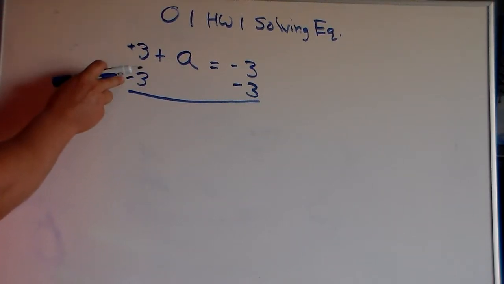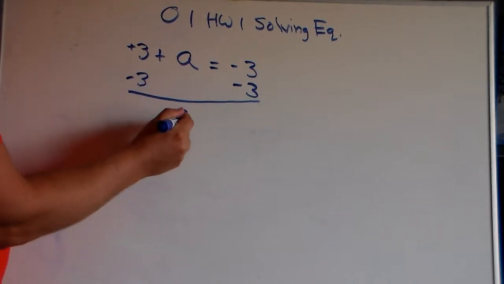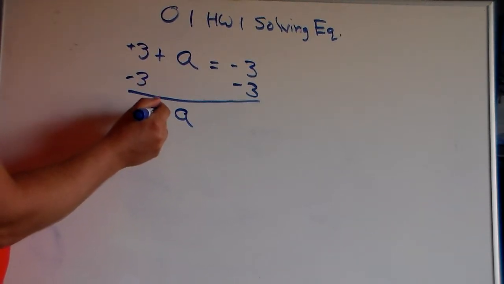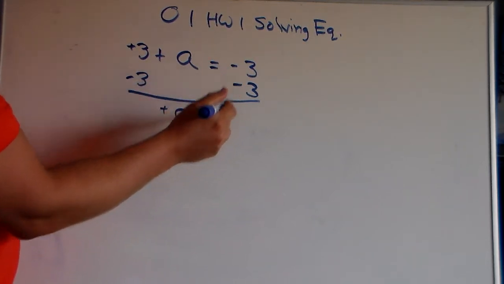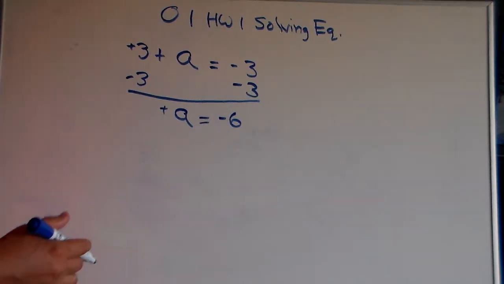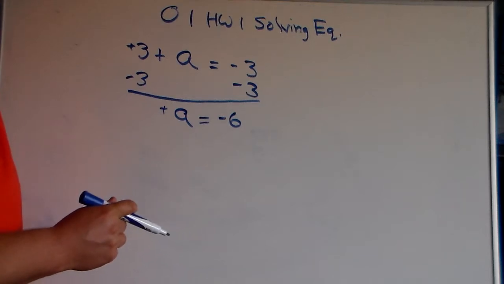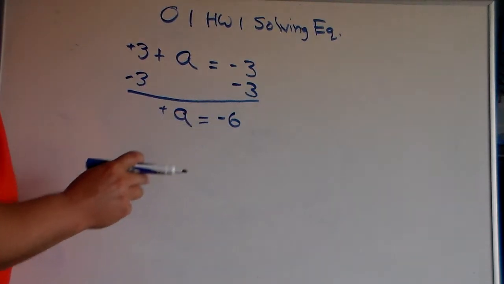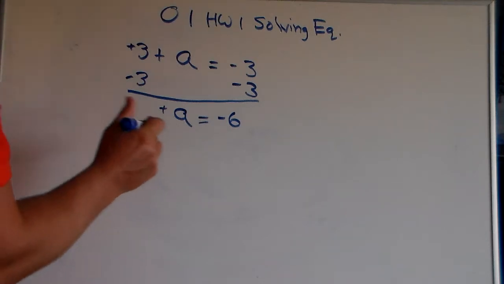When we do that, positive 3 and negative 3 cancel out. We carry down the positive A. And it's going to be equal to negative 3 minus 3, which gets us negative 6. So we have A equals negative 6. And that will be our answer, which is C on the homework.